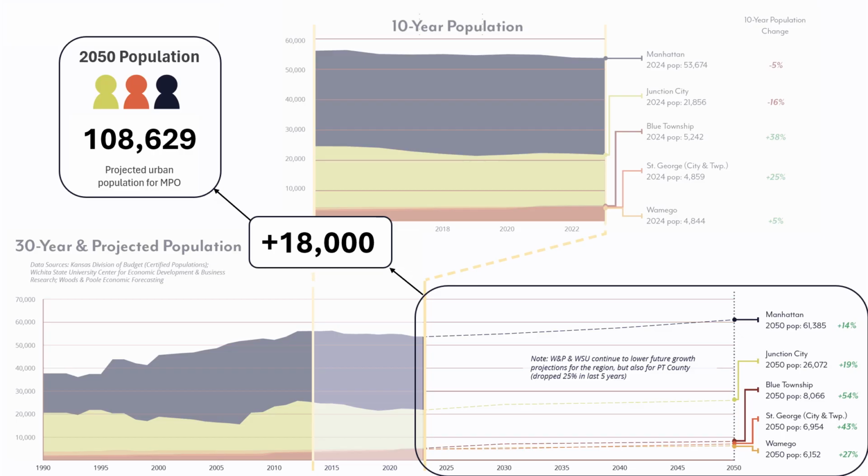It is of note, however, that even in the growing areas of Pottawatomie County, future population projections have been scaled back 25% since Plan Pottawatomie 2040 was adopted in 2019.